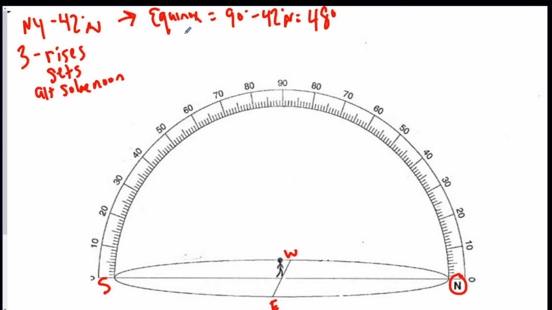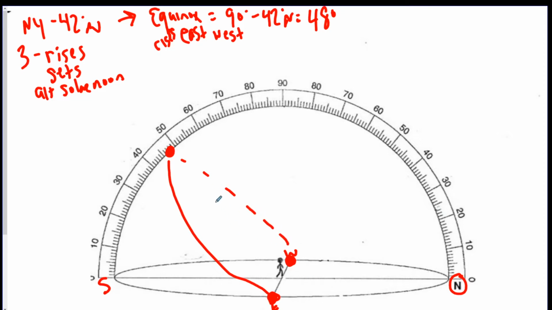Now, on the equinox, the sun rises directly east and sets directly west. So all we've got to do is plot one dot at the east and one dot at the west, and since we're in the northern hemisphere, the sun at solar noon at 48 degrees is going to be in the southern part of the sky. It's always the opposite. So right about here. We're going to say it rises up to solar noon, and then it sets in the west. So this would be the sun's path in New York on March 21st and September 23rd.